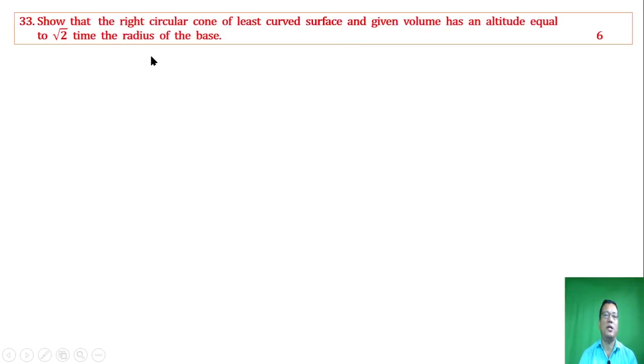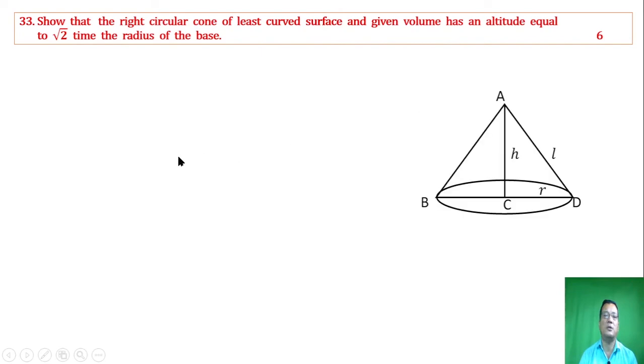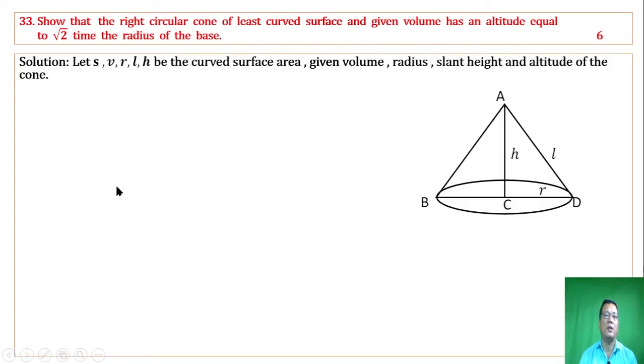33. Prove that the right circular cone of least curved surface and given volume has an altitude equal to √2 times the radius of the base. As in this picture, let S, V, R, L, and H be the curved surface area, given volume, radius, slant height, and altitude of the cone. Then S equals pi R L, V equals 1 by 3 pi R square H, and L square equals H square plus R square.